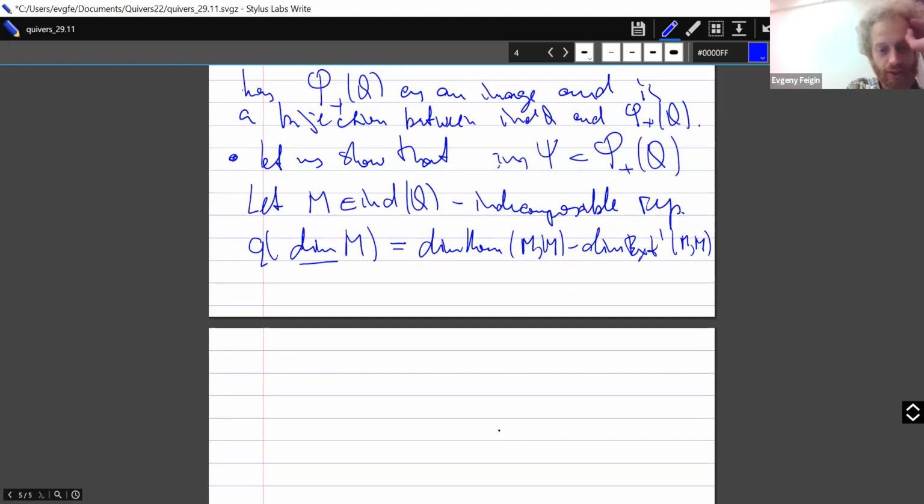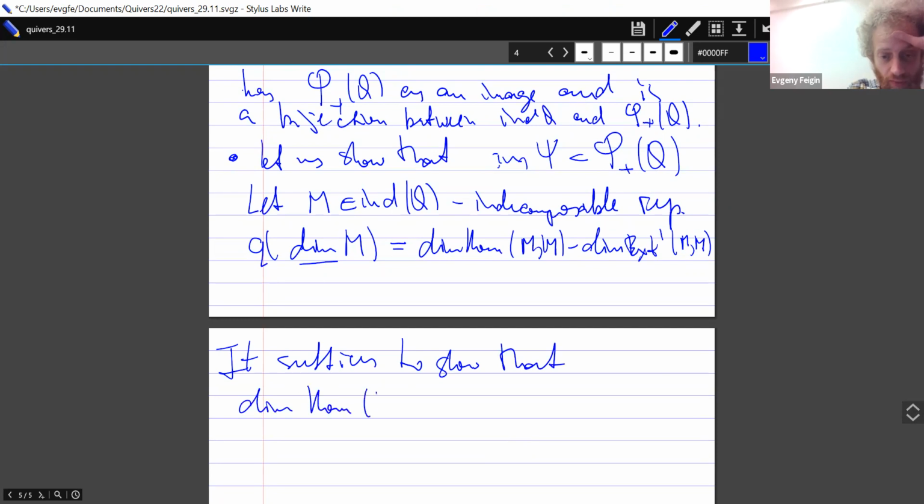So it suffices to show that the dimension of Hom(M, M) is 1. Can you explain why? So just claim that if we are able to show that the dimension of the homomorphism space from an indecomposable to itself is 1, then we are done.